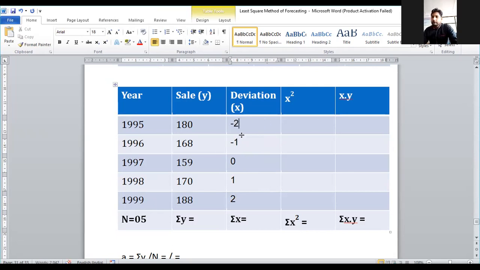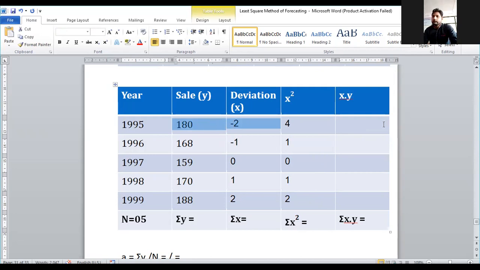Then you have to calculate the summation of y and summation of x, as it is a requirement of the formulation. Then x square, that is the deviation square: -2 square is 4, -1 square is 1, 0 square is 0, 1 square is 1, and 2 square is 4. Then you have to calculate x multiplied by y. So 180 multiplied by -2.